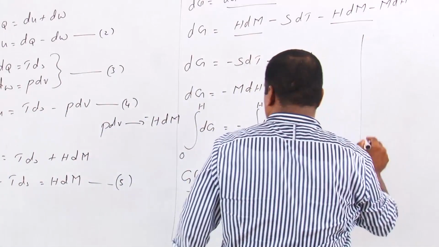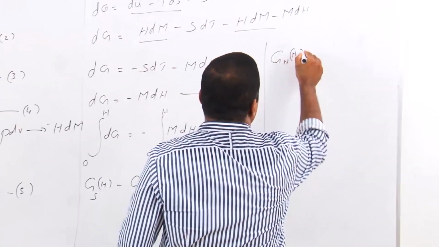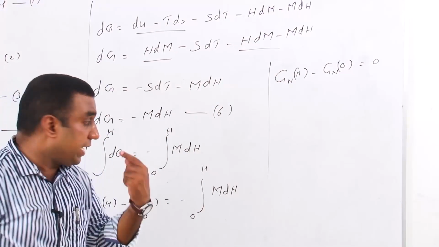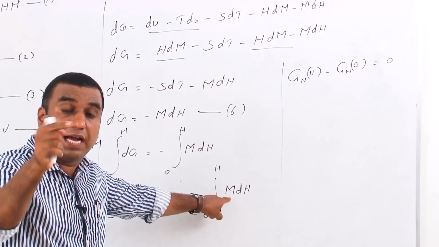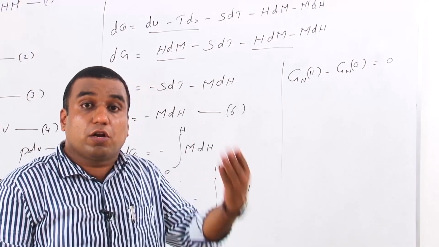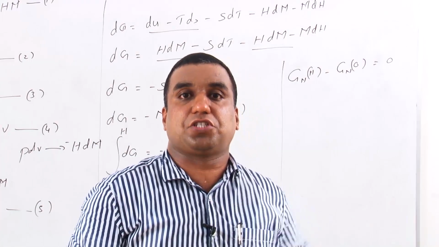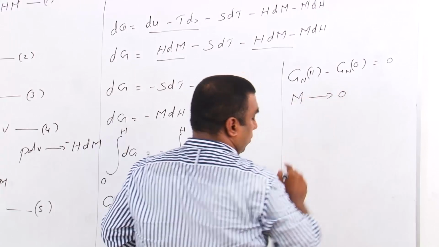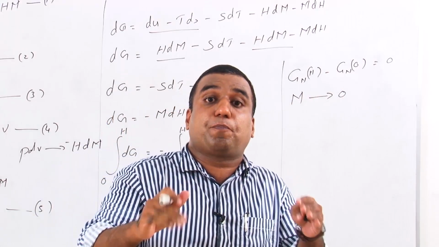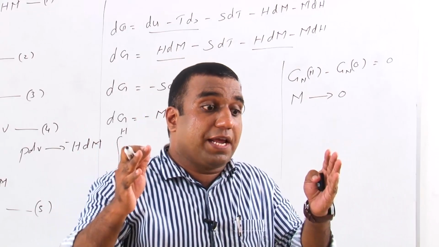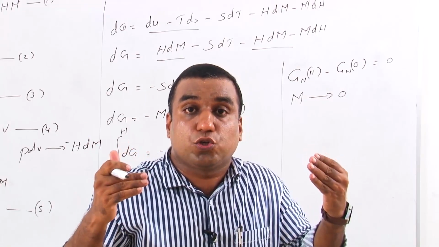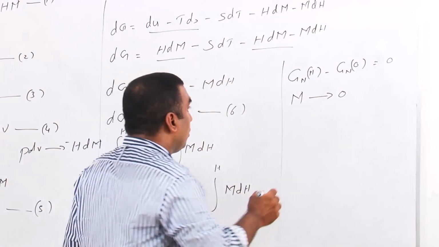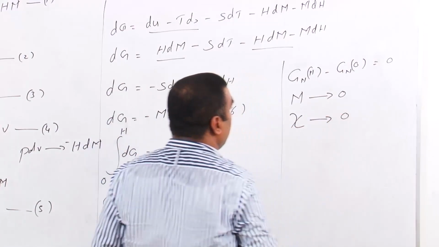If we take the normal state, G_nH - G_n0 is equal to 0, because in the normal state the magnetization inside the material is 0, because in the normal state, most of the conductors are paramagnetic. In the paramagnetic state, the magnetization tends to 0. The magnetization of the material is approximately equal to 0, which implies that the magnetic susceptibility of the material is almost equal to 0.